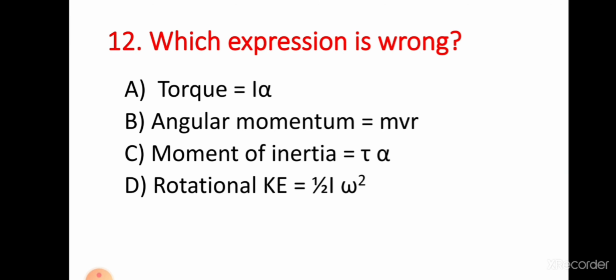Which expression is wrong? Just now we wrote torque is equal to I alpha, and angular momentum is mvr. We know that angular momentum is mass into velocity into r. If you write these terms together, we get angular momentum. This is also correct. Rotational kinetic energy, half I omega square, is also correct. Option choice C, moment of inertia is equal to tau into alpha, is the wrong expression. So option choice C is the wrong one.